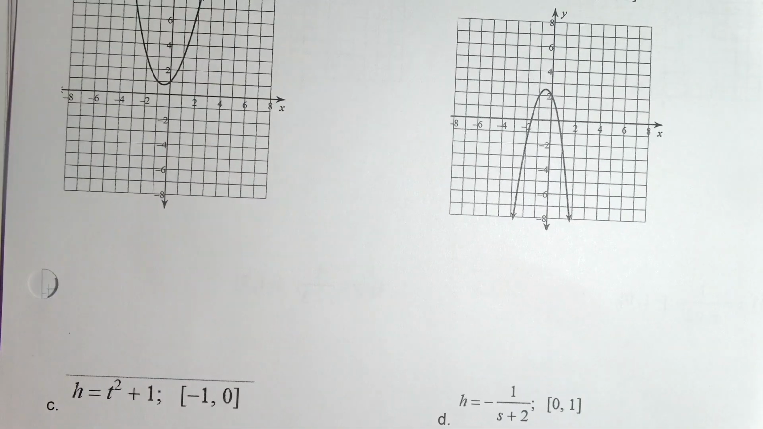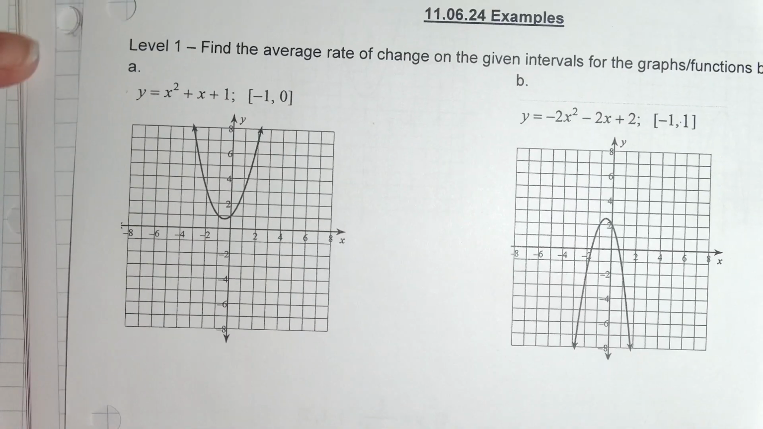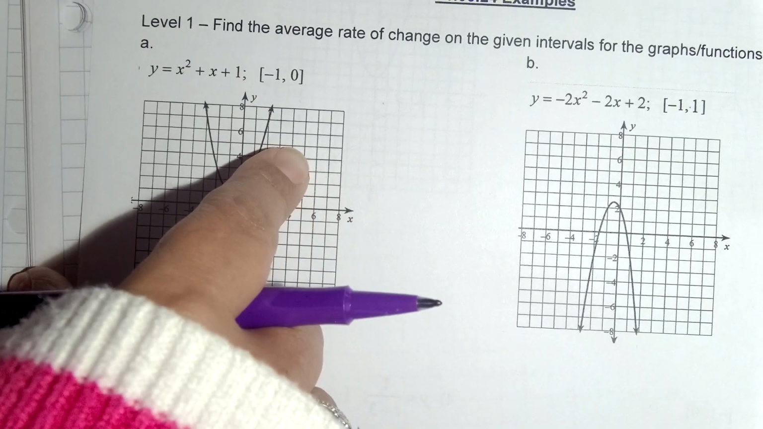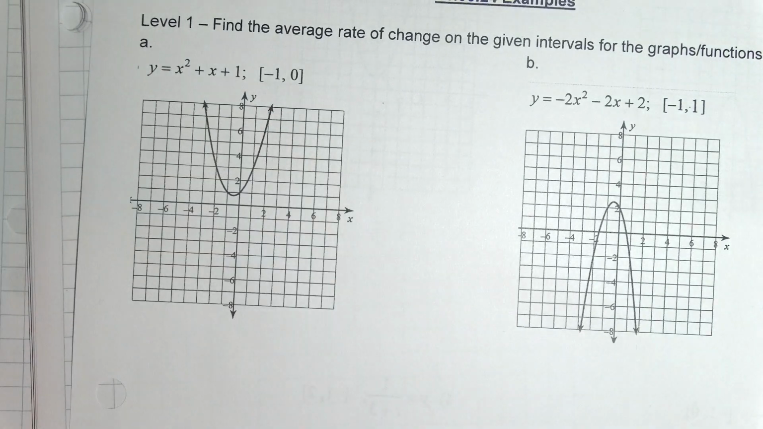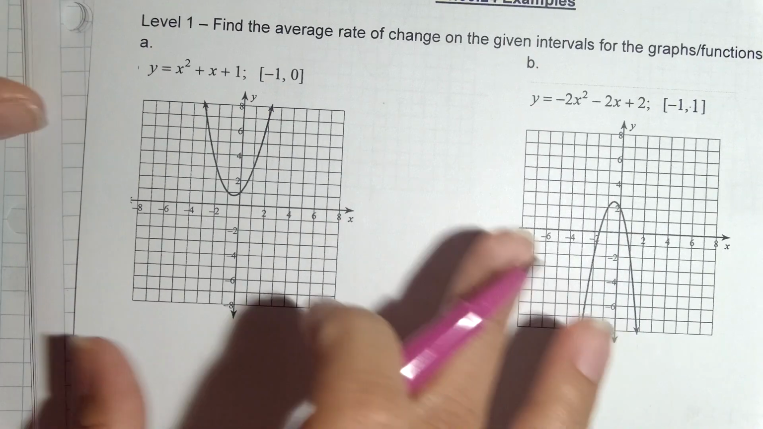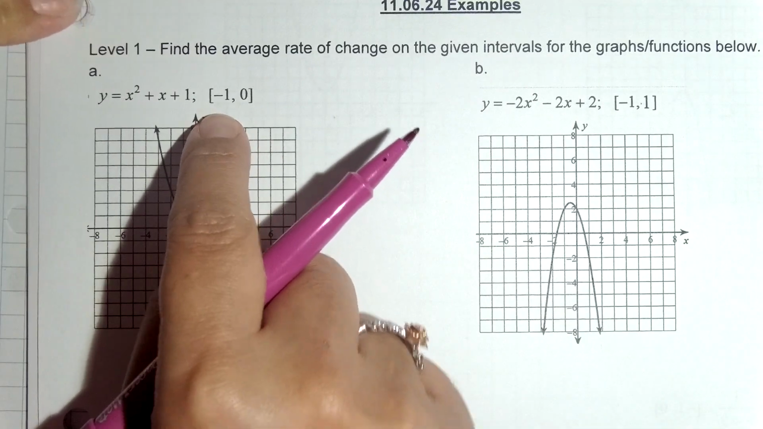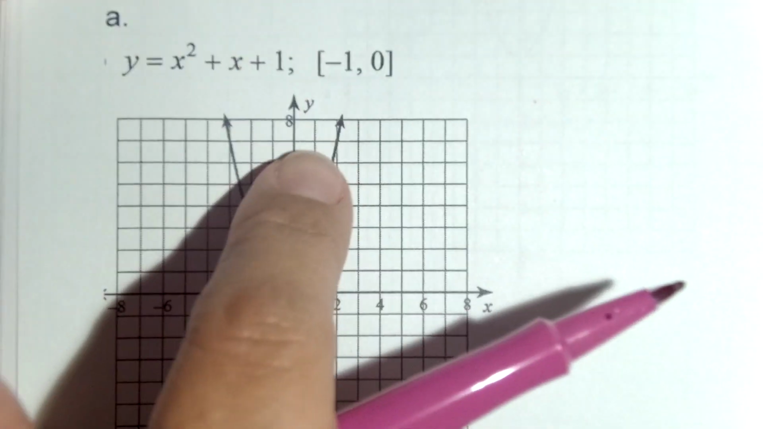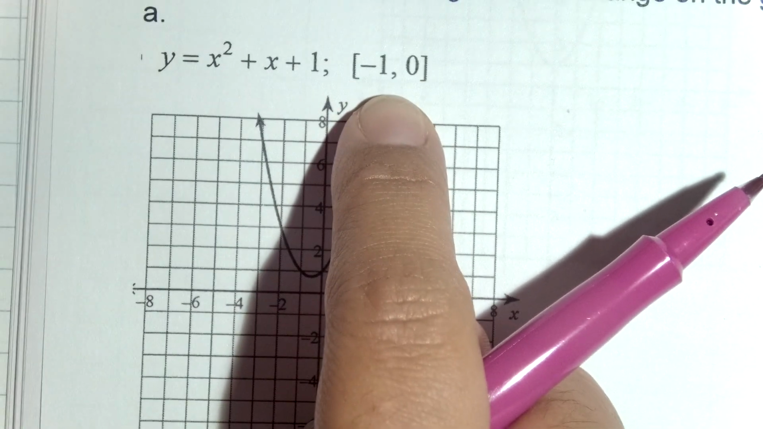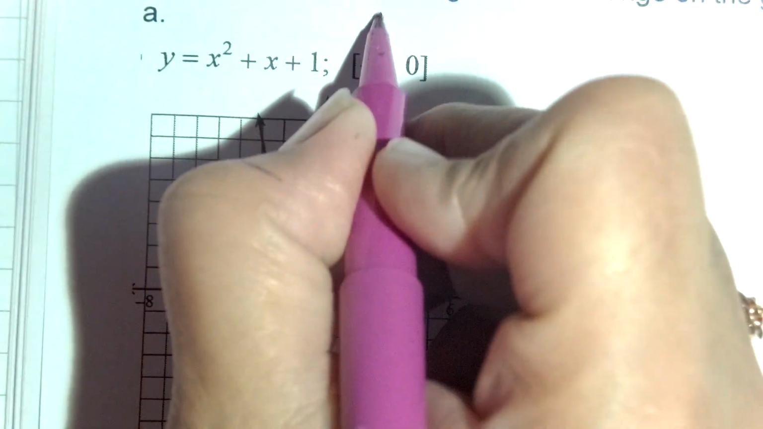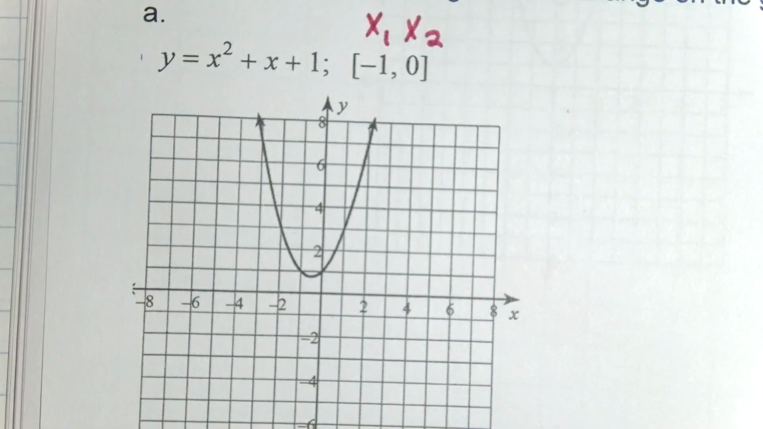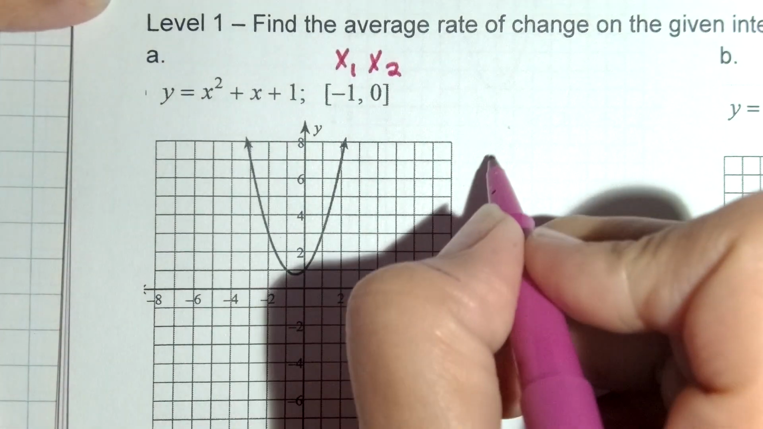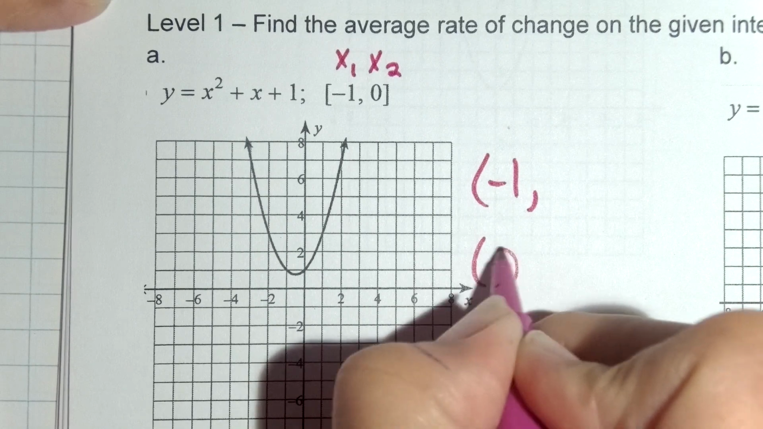Let's look at example 1. So we have a graph here. We can use our coordinates to find the other points. What did I say that this is going to be? And on the interval, this is an interval. What did I say these two things are going to be? x1 and x2. Very good. So I already have half my coordinate. So I have negative 1 comma something and 0 comma something.